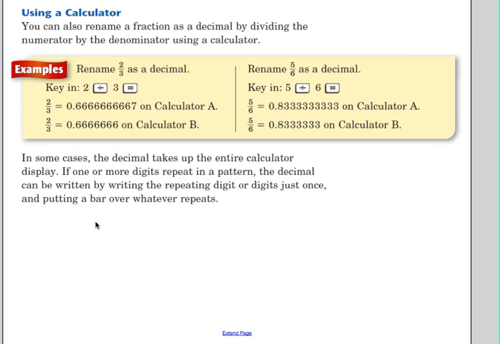Sometimes it might be a repeating digit or a repeating pattern, and then you could use the repeating bar too when you write your answer.